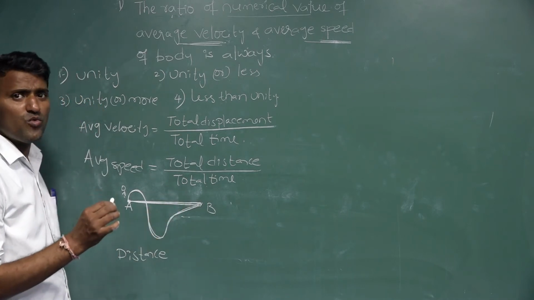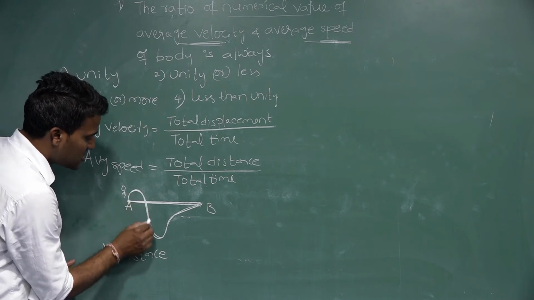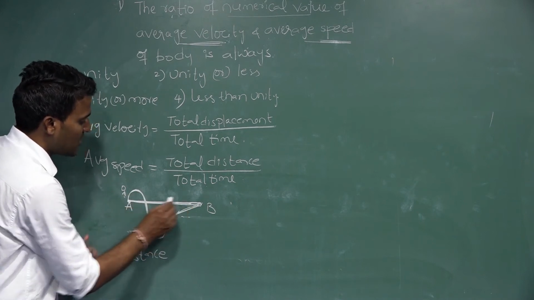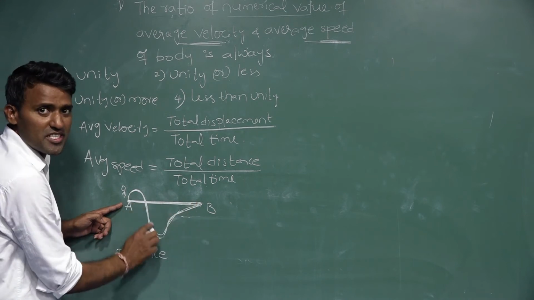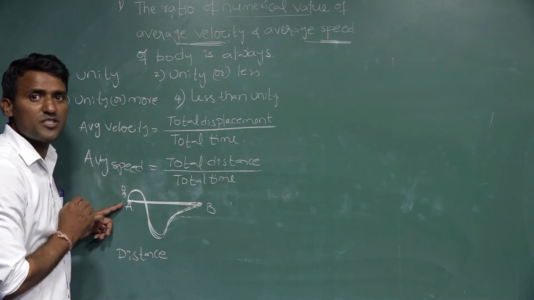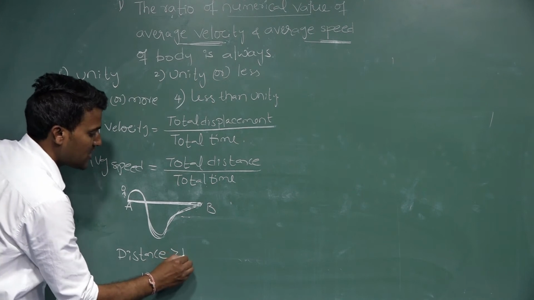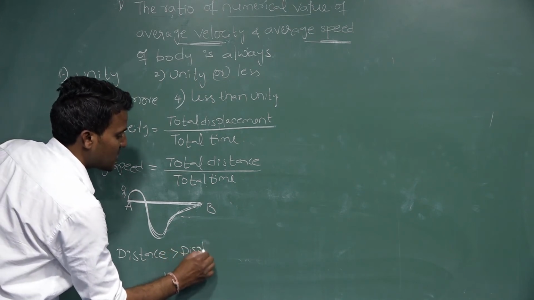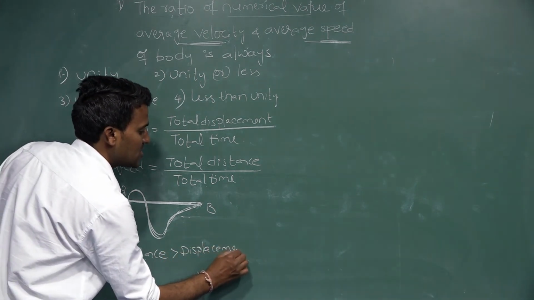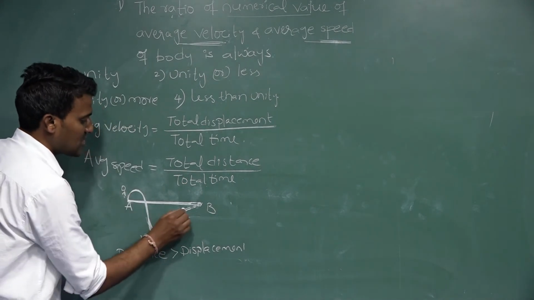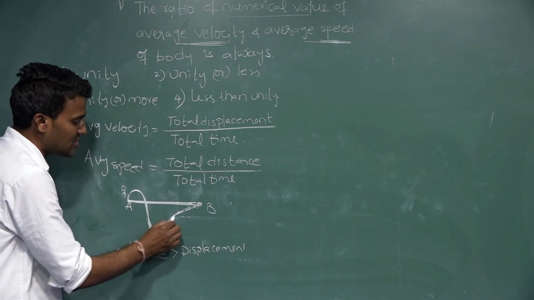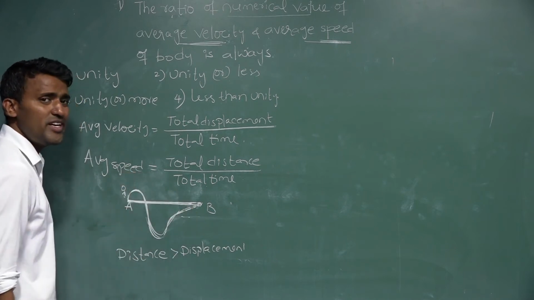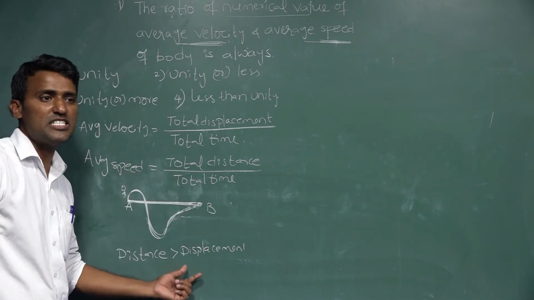Now everyone knows very clearly this is distance and this is displacement, which means distance is greater than displacement. This path length is greater than this straight length. So that's why distance is greater than displacement.